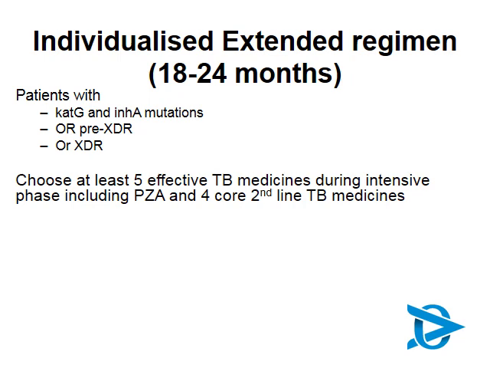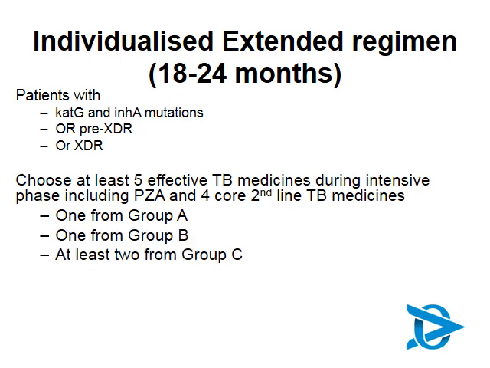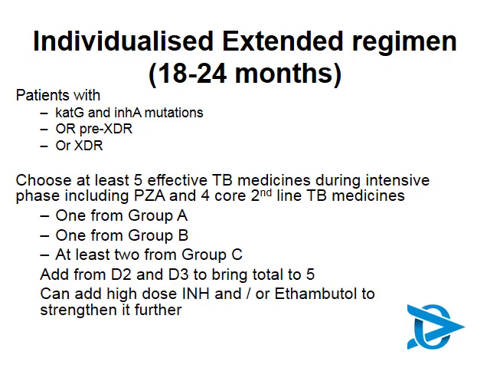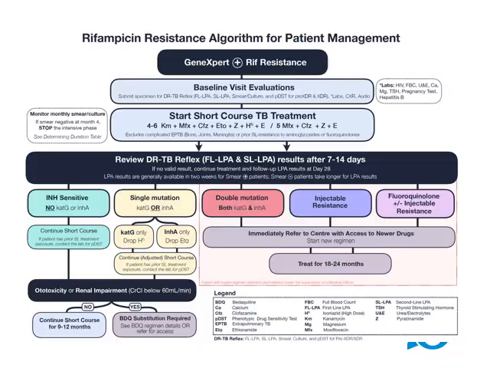But basically, we want to make sure that they have a regimen with at least 5 effective TB medicines during the intensive phase. And this needs to include 4 core second-line TB medications. So they will look at one from Group A, again, our moxifloxacin, levofloxacin. They would look if they can take one from Group B. Quite often, they'll have to use capreomycin if kanamycin is no longer available. At least 2 from Group C, and then bringing in some from D2 and D3 to bring the total to 5 drugs. If they can't get 5 active drugs out of that group, they can even try and add some high-dose INH or ethambutol to try and strengthen it further. But this is very much falling under the Centers of Excellence.